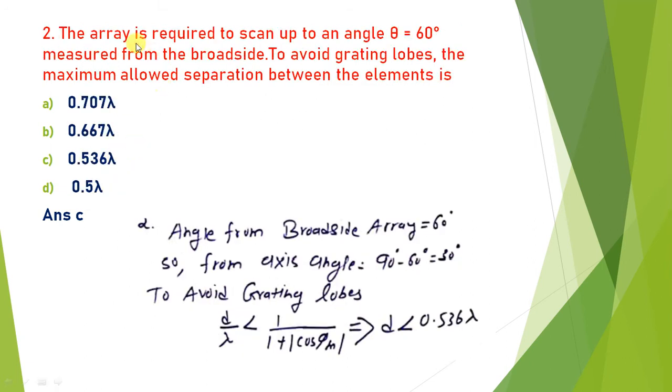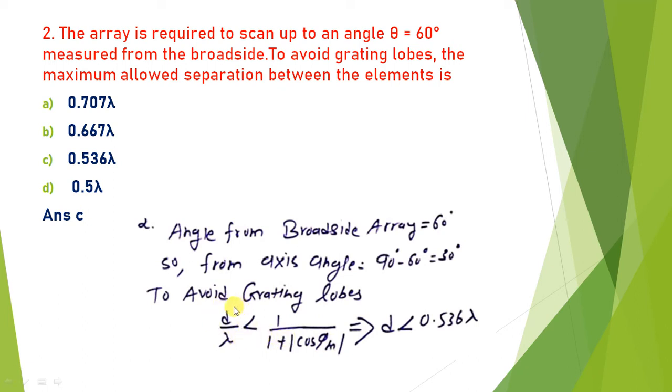Okay. The array is required to scan at an angle of 60 degrees measured from the broadside. To avoid grating lobes, the maximum allowable separation between the elements is? So now the angle from the broadside is given as 60 degrees. What is the angle from the axis? It is 90 minus 60, that is equal to 30, because we are measuring the separation between the elements from the axis, not from the broadside. Now to avoid grating lobes, what is the condition? d by lambda must be less than 1 upon 1 plus mod cos phi m.